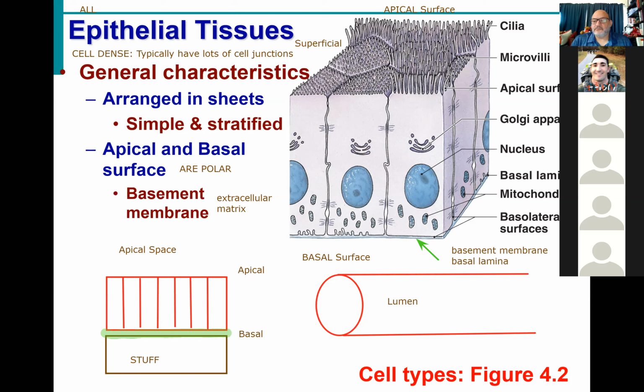The material is basal lamina, correct? Yes, or basement membrane. That is correct. Okay. And then Nicole, were you asking a question as well? Yeah, it was the same question. Thank you.